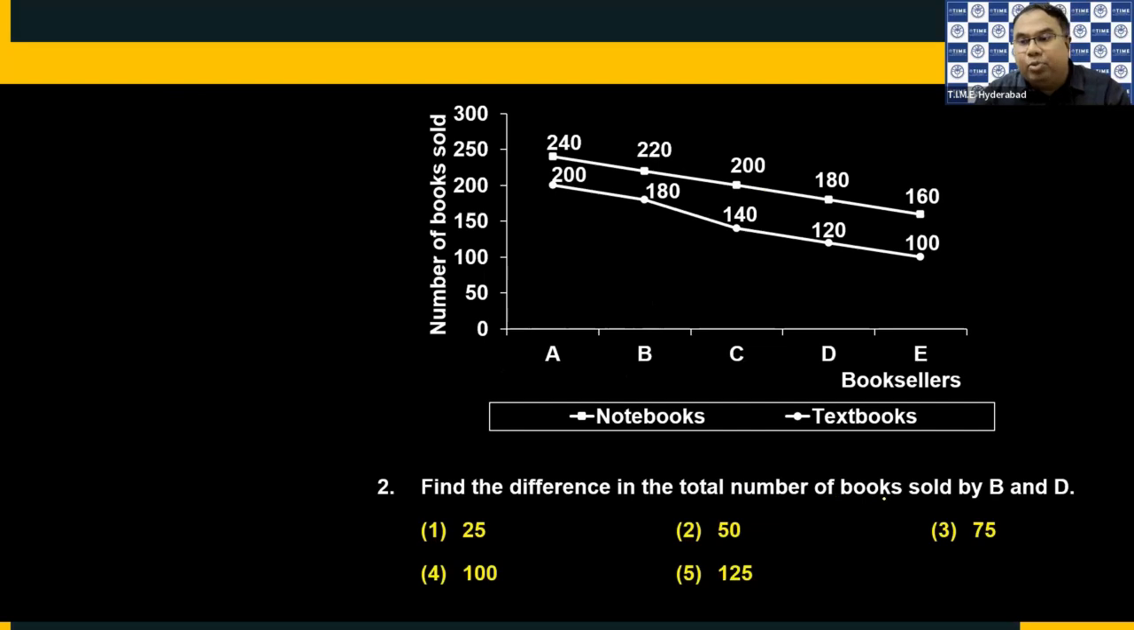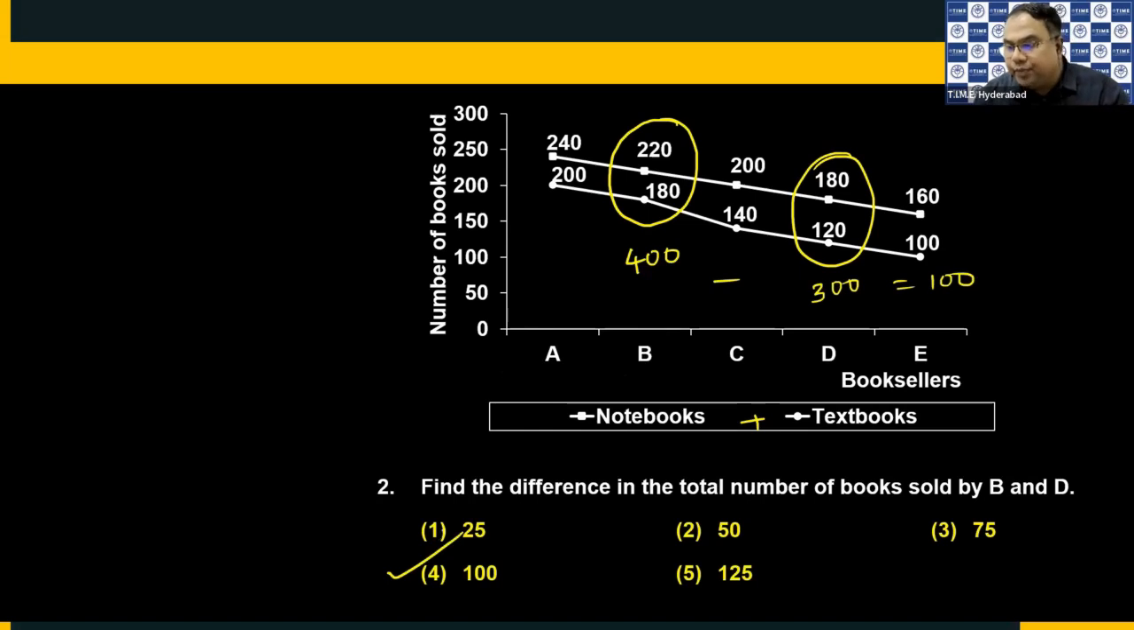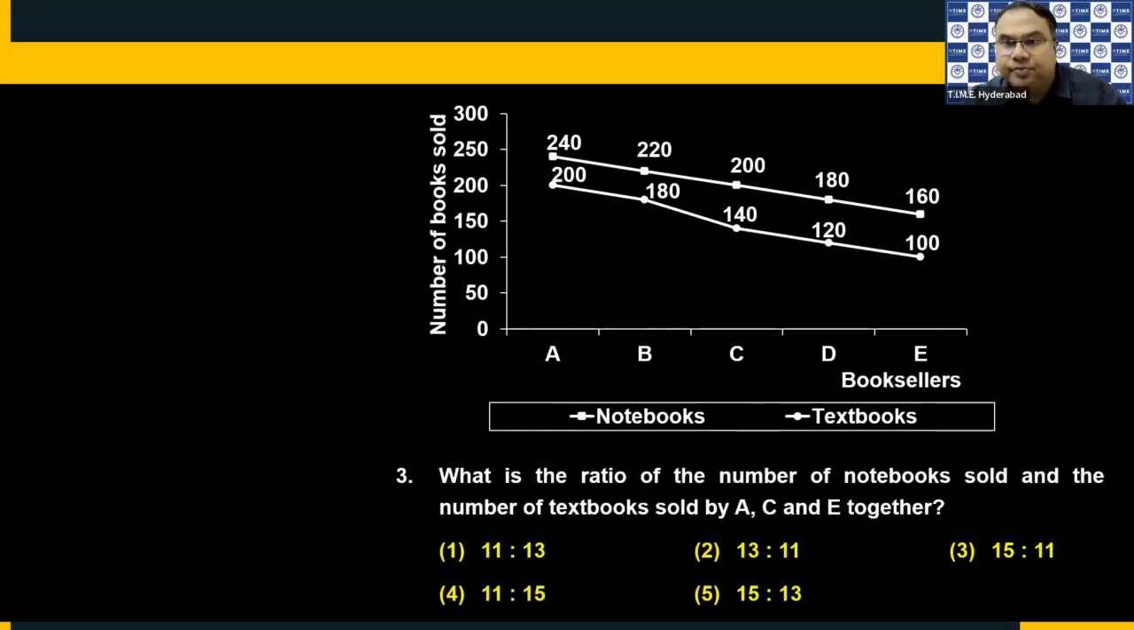Difference in total number of books sold by B and D. Now if you see here, total books means notebooks and textbooks together. So B sold 400 total books. D sold 300 total books. So the difference between 400 and 300 is 100. Choice 4. Next question.